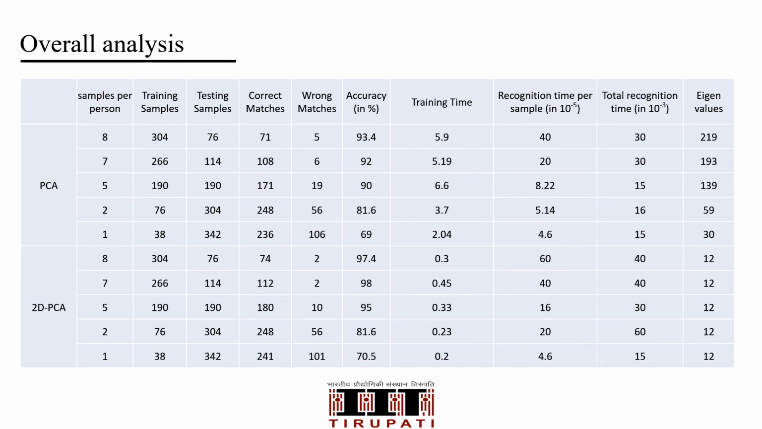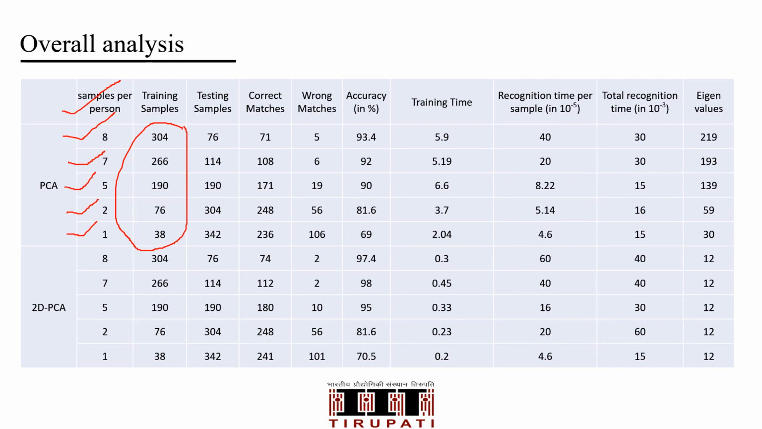So here you can see I have changed the number of training samples. Here this column indicates the number of samples which I am taking for training from each class. For example, we have 38 classes, right? In that, for each class I am taking 8 images for training. Here I am taking 7 images for training. Here I am taking 5 images for training. Here I am taking 2 images for training. Here I am taking 1 image for training. And the rest remaining images are for testing.